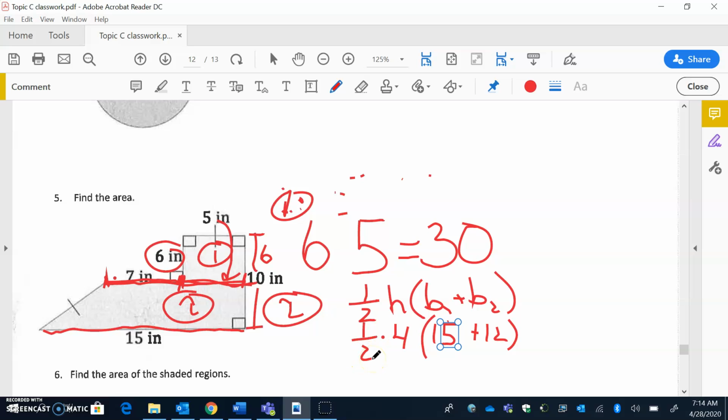Half of 4 is 2. Again, I know you can type this on your calculator at once. Remember, instead of typing in a half, you could type in 0.5, and then times your 27. Hello, 54. So again, we did want to emphasize your trapezoid. This is something you haven't made a lot of use of.